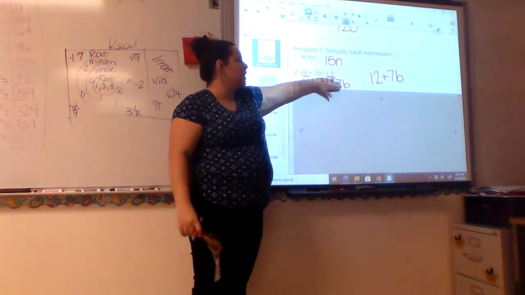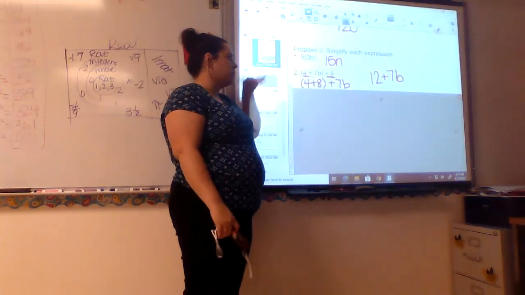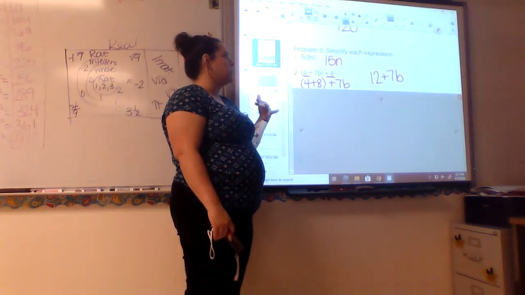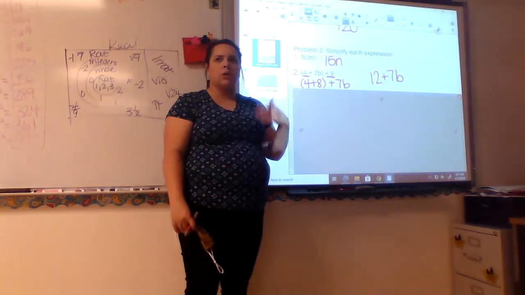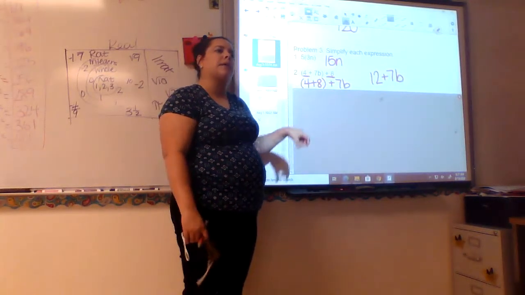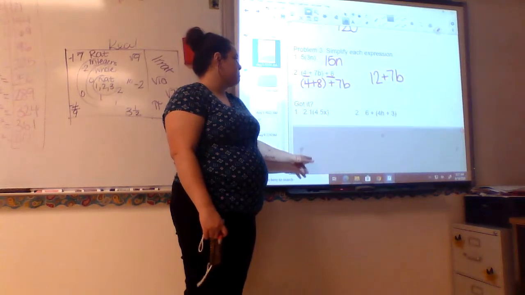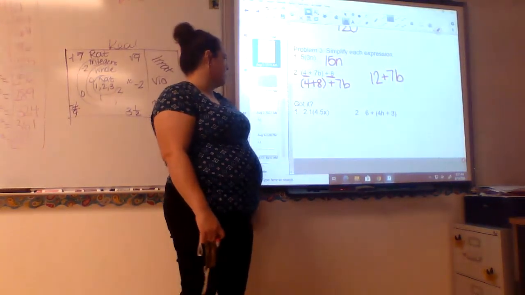So like I said, you don't have to write this part, but as long as you can mentally think, okay, the associative property says that I can add together 4 plus 8, because I can change the order and regroup with parentheses, I'm able to put together those like terms. All right, you all try these 2. You probably need your calculator on that one.